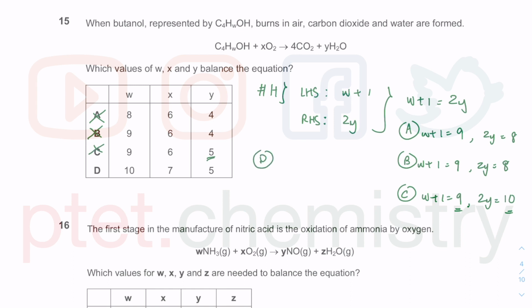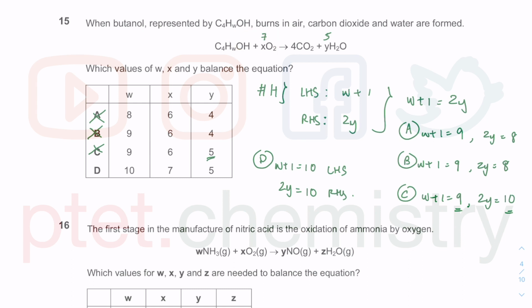If you look at D, which means D must be the correct answer, W plus 1 equal to 10 on the left-hand side for the number of hydrogen, and then 2Y is equal to 10 on the right-hand side. But of course, you should probably check X as well. X is the number of oxygen, which is 7, they say. And if Y is 5, so what do you have? You have 4 times 2, which is 8. 8 plus 5 times 1, which is 13. Is it 13 altogether? Let me double check. 7 times 2 is 14, plus 1 is 15.